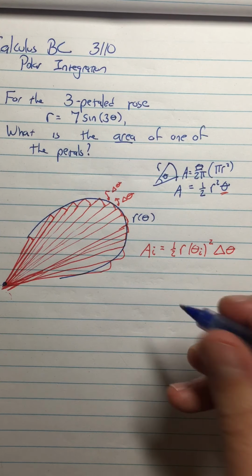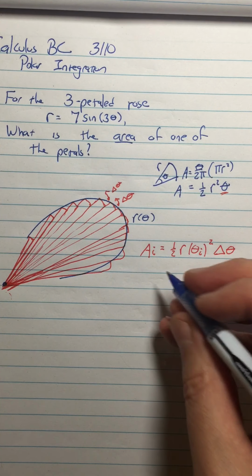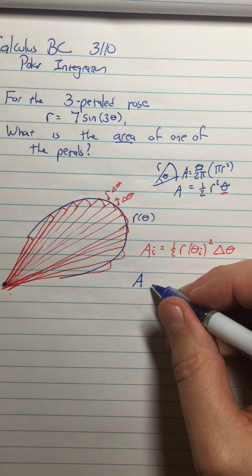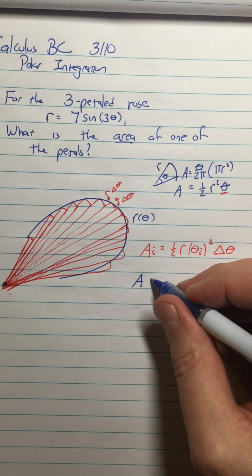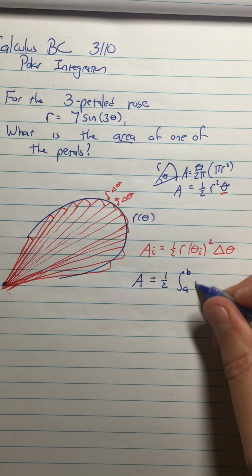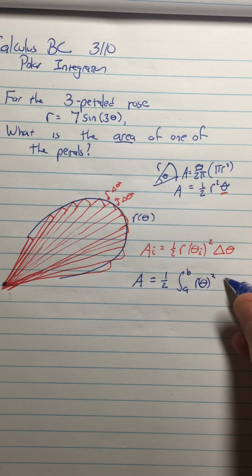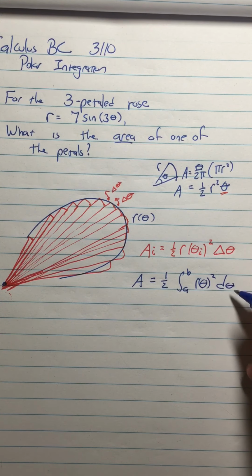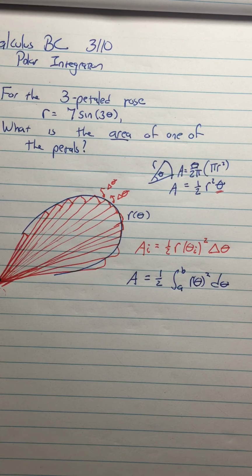Once you know what the ith element is, you can take a limit as n approaches infinity and get the area is equal to 1/2 the integral from a to b of r of theta squared d theta. So as usual, the delta theta becomes d theta. And then you just have that nice easy formula.